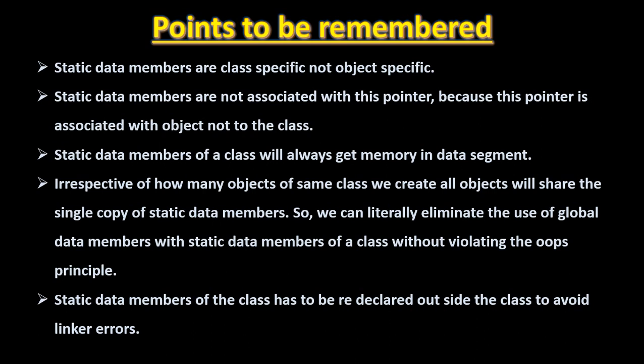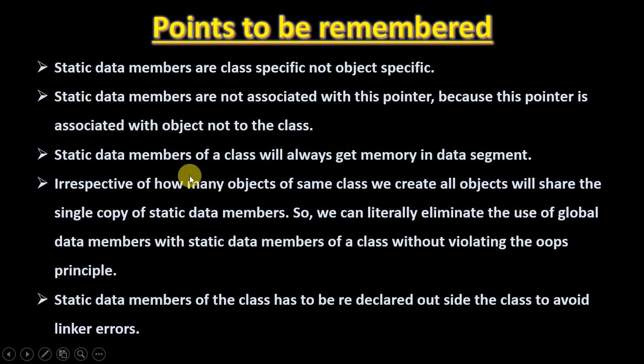Whenever you enter a member function of a class, the this pointer is present as the first argument to the member function. Since static data members of a class always get memory in the data segment, as we have seen, you have to remember that static data members are not associated with the this pointer. The this pointer is associated with the object, not the class, and within the object you don't have the static data members. That's the reason.